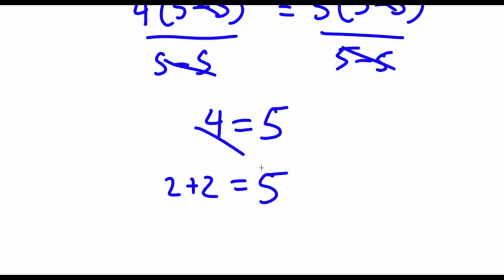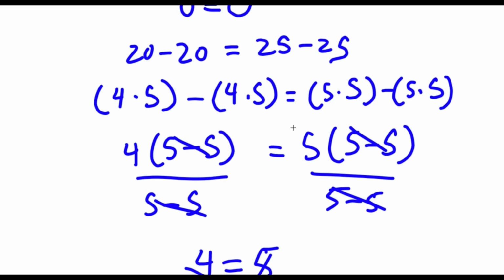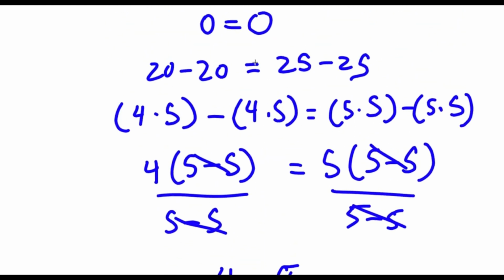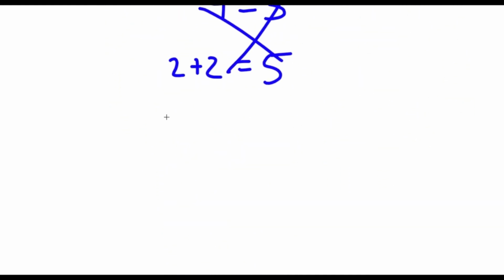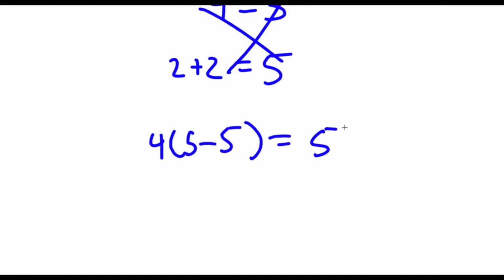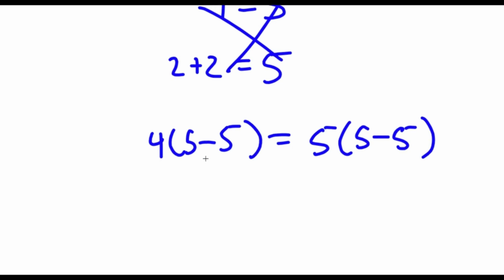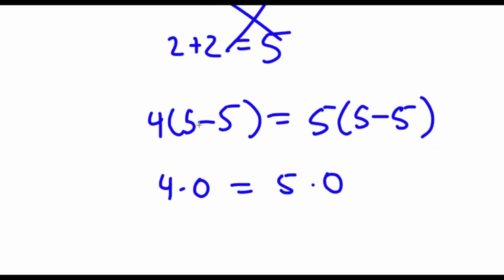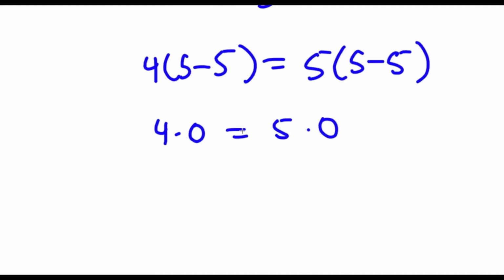However, this is actually wrong. And somewhere in solving this, I actually made a mistake that you cannot do in mathematics. So as you can see here, I had 4 times 5 minus 5 is equal to 5 times 5 minus 5. Now 5 minus 5 is actually equal to 0. So now I have 4 times 0 is equal to 5 times 0. And what I did was I divided by 5 minus 5 on both sides.